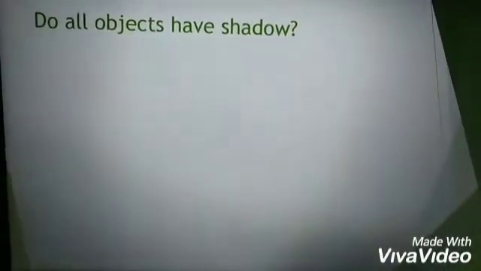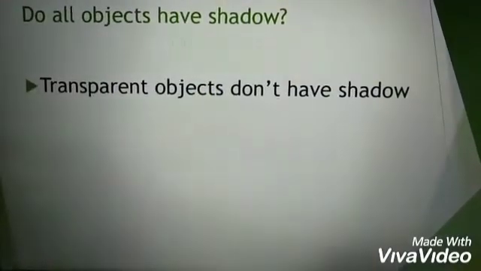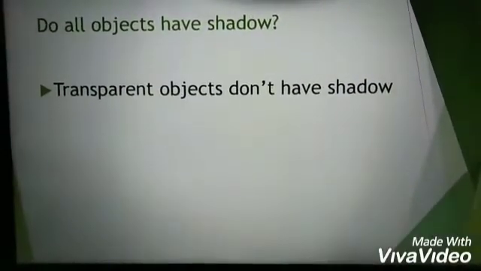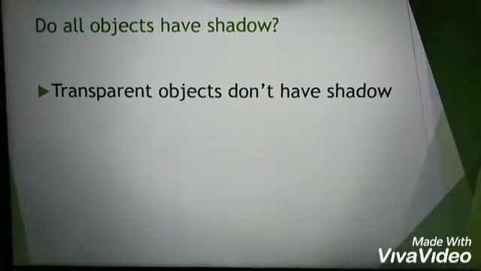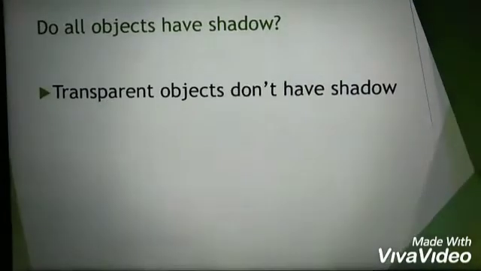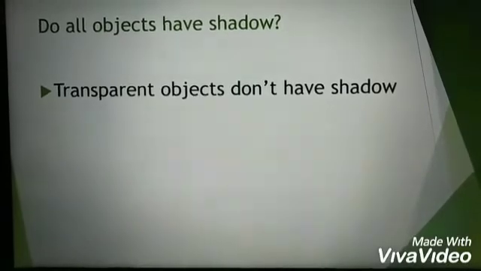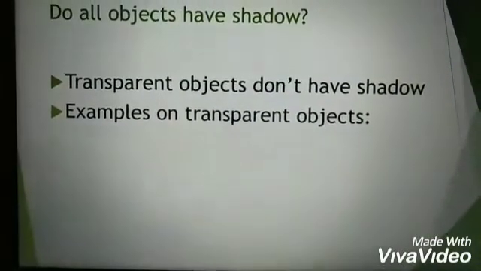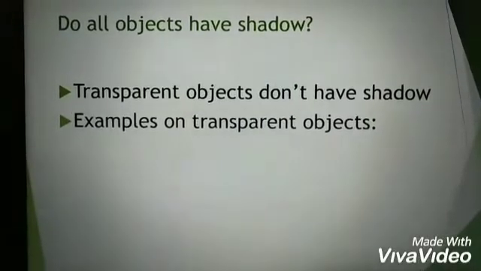Do you think all objects have shadow? Transparent objects don't have shadow. Can you tell examples on transparent objects? Remember that transparent objects allow the light to come through them. What objects around you can let the light come through them?